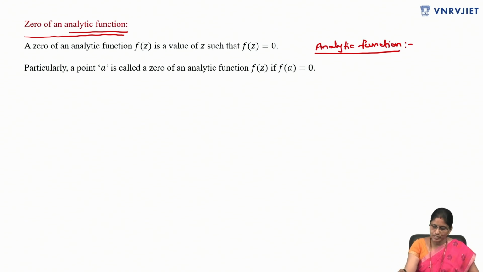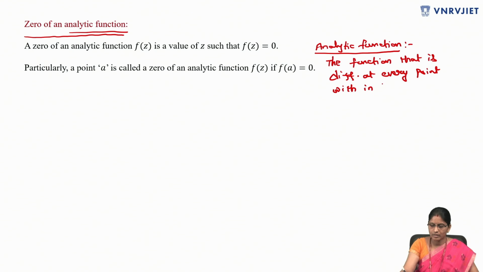An analytic function is a function which is differentiable. The function that is differentiable at every point within its domain is called an analytic function. But now we are discussing the zero of an analytic function.